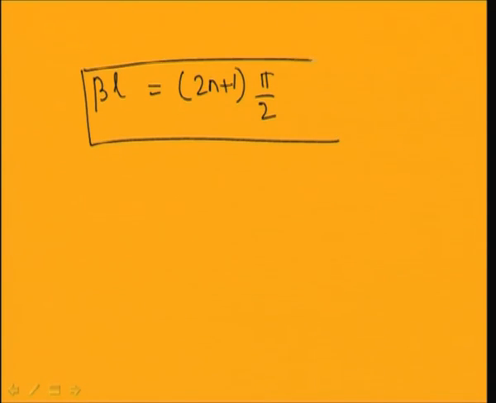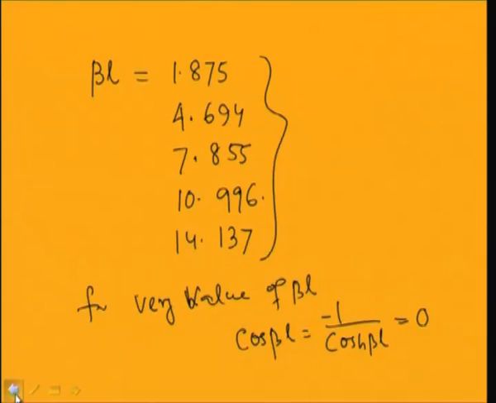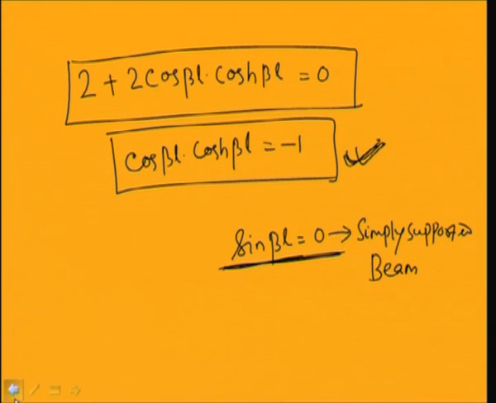So, cos beta L tends to 0, or you can write beta L equal to (2n plus 1) into pi by 2. So, for n greater than 5, you may take beta L equal to (2n plus 1) into pi by 2. So, in this case, as we have obtained before, this is the frequency equation, cos beta L into cosh beta L equal to minus 1, and we should find the mode shape.